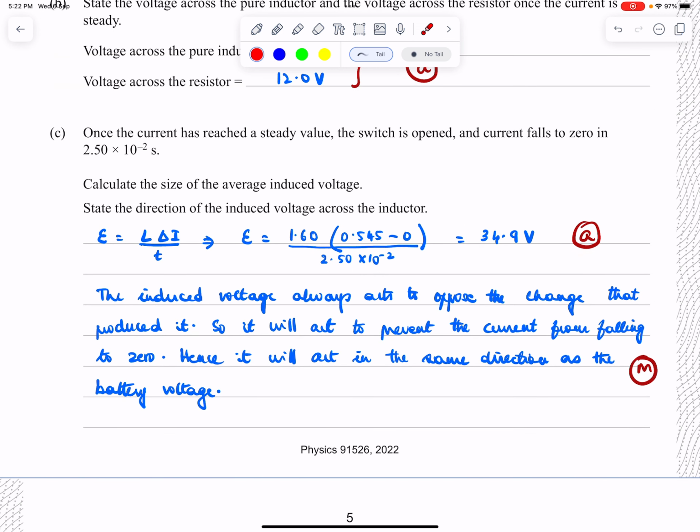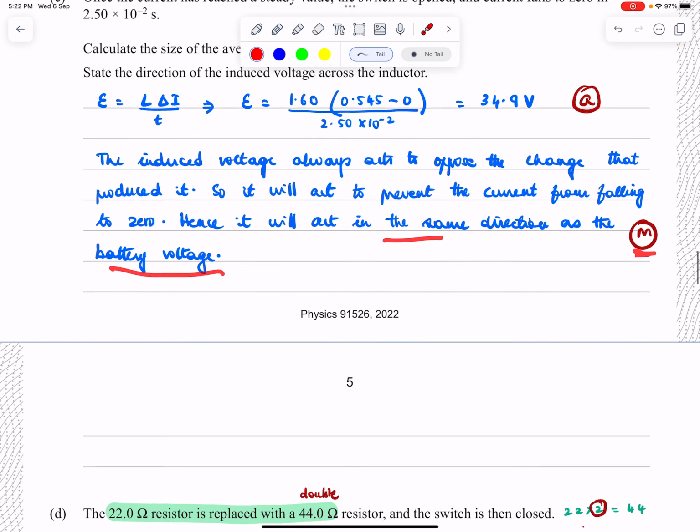Now, what does the voltage across the inductor do? It opposes change. So if the current is falling, it'll try to prevent the current from falling, so it will act in the same direction as the battery voltage. So you needed to say that in order to get your merit.